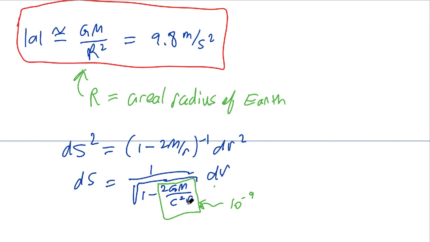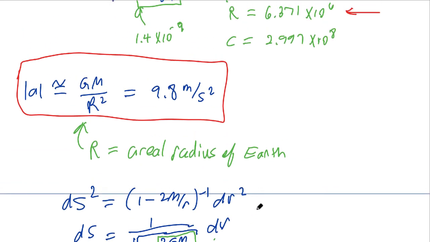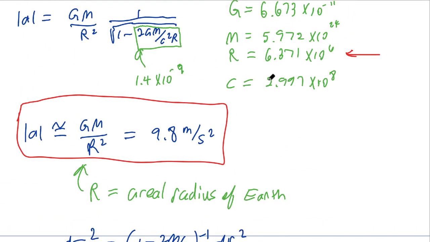Now, what about inside the Earth? We don't actually know what the metric is inside the Earth, but one thing we do know is that the gravitational field is even weaker inside the Earth than it is near the surface of the Earth. So the difference between proper radial distance and areal radius should be even smaller than this 10 to the minus 9 correction here. So the conclusion is it doesn't really matter whether we consider this r to be an areal radius or a proper radial distance. The difference wouldn't affect this result in a significant way.